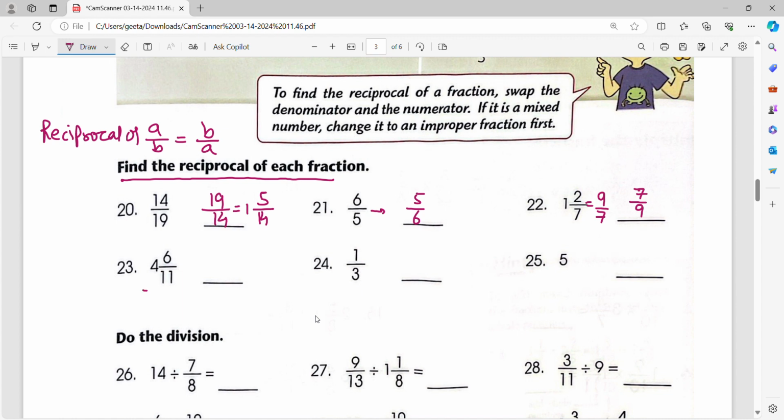Okay, can you please solve this, 4 whole 6 over 11? What would it be? 4 into 11 is 44, plus 6, 50 over 11. And what would be the reciprocal of 50 over 11? Very good. Now tell me directly, the reciprocal of 1 by 3. 3 over 1, or simply 3. Come on, reciprocal of 5. 5 can be written as 5 by 1.